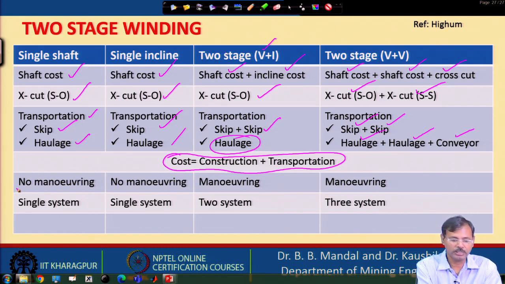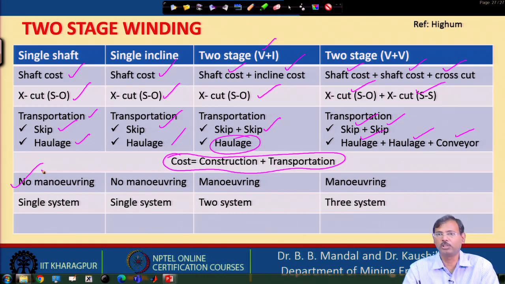Apart from that, we have to consider the maneuvering. That means, in two stage winding we can stop or we can have maintenance in one shaft, but that will not stop the production. Another shaft can be under operation, and that can take the material. So, that is the benefit of two stage operation, which is not possible in single stage, single incline, single vertical shaft. Those are the problems.